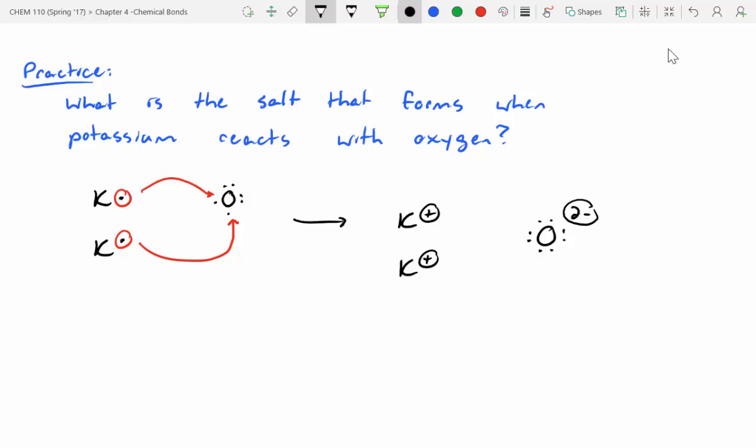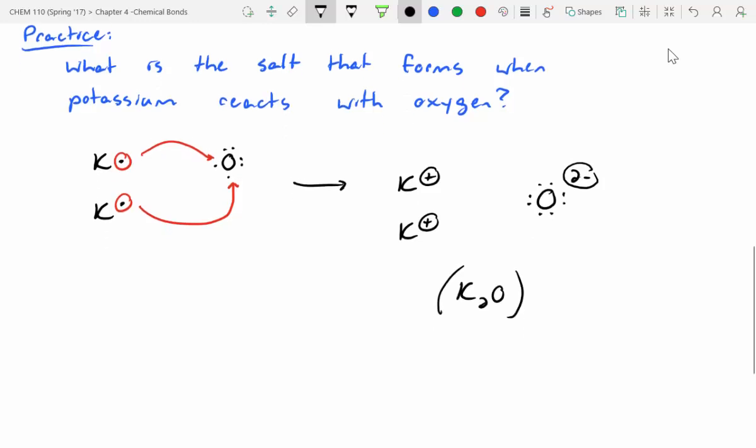Okay, so if we were to write this out as a formula unit, you usually want to list your cation first, followed by your anion. So this would just be K2O. Not too bad. All right, let's do another one.